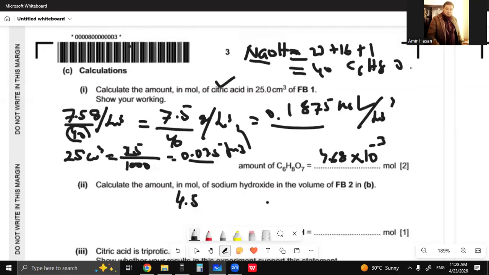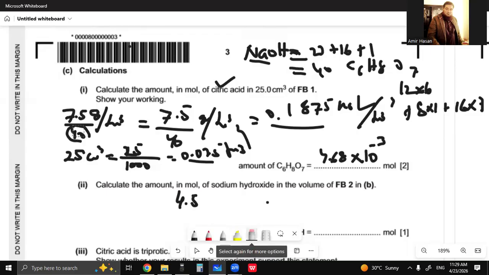C6H8O7. It's 12 into 6 for carbon, plus hydrogen 8 into 1, then plus oxygen 16 into 7. Now total it. Okay, this is the citric acid mass. That's why we are not using 40 here. We use the citric acid weight here. 40 is for sodium hydroxide. Okay, now I'm correcting it. Now what is the total mass of the citric acid? Calculate here.